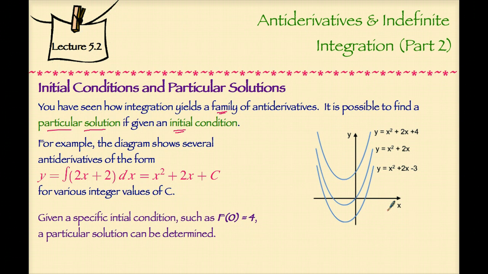For example, this diagram shows several antiderivatives of the form the integral of 2x plus 2 dx, which integrates to x squared plus 2x plus c. We see x squared plus 2x plus 4, x squared plus 2x, and x squared plus 2x minus 3. And of course, there are an infinite number of solutions in this family. Given a specific initial condition, such as f of 0 equals 4, a particular solution can be determined.